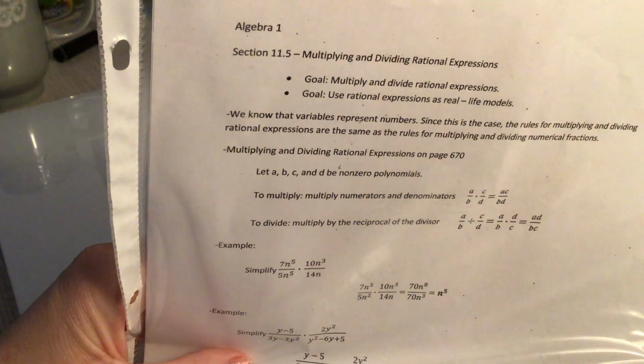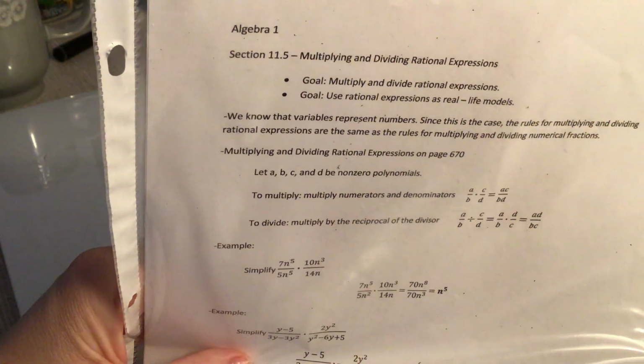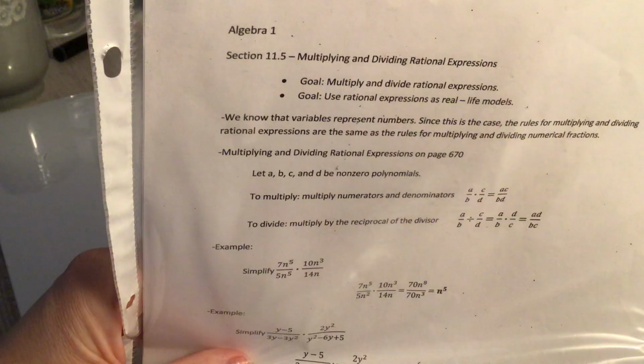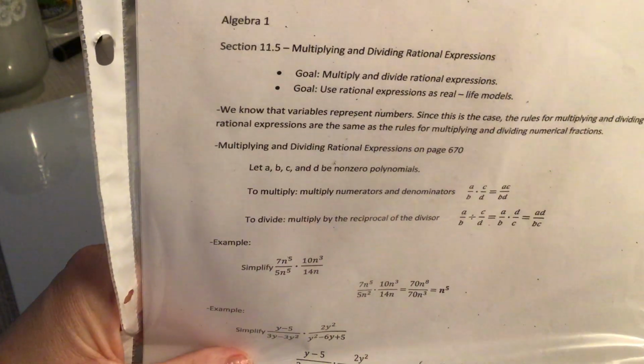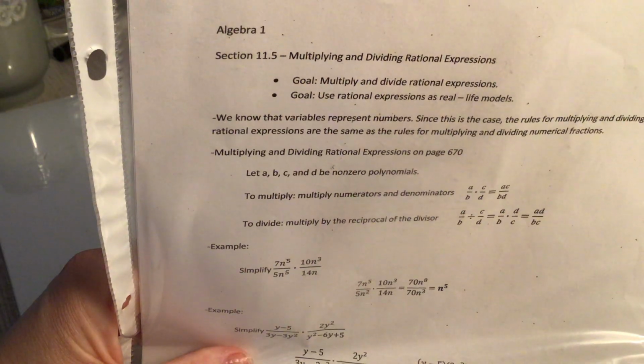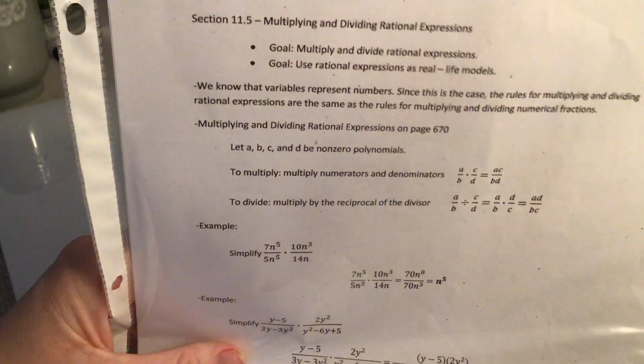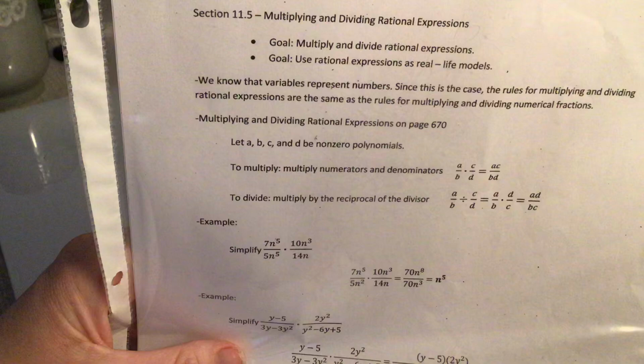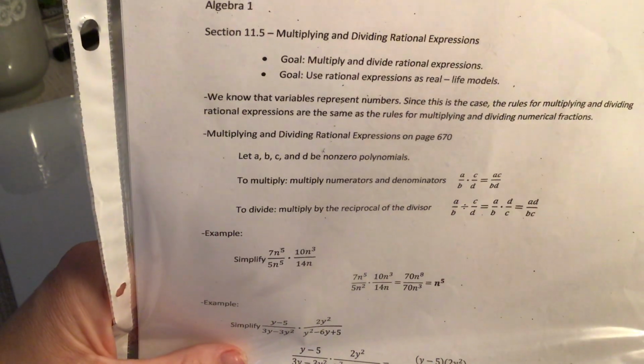All right, 11.5. So we went over what a rational expression was and how to simplify it. And then in this lesson, we're going to go over how to multiply and divide with rational expressions. And then the next section will be how to add and subtract with them, okay? But multiplying and dividing, if you recall how you multiply and divide a fraction, right?